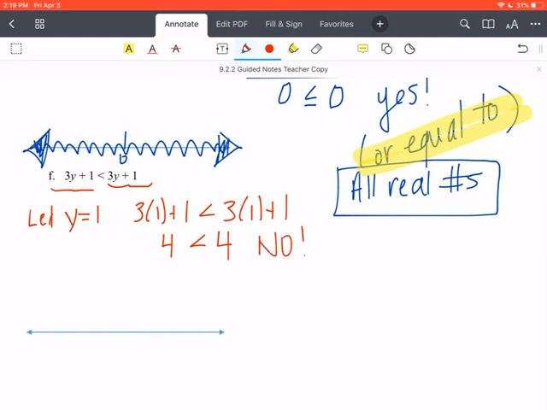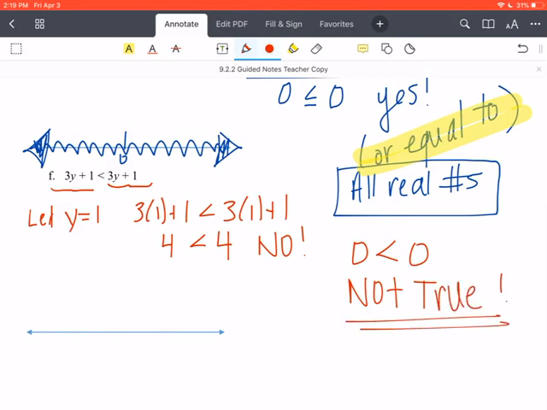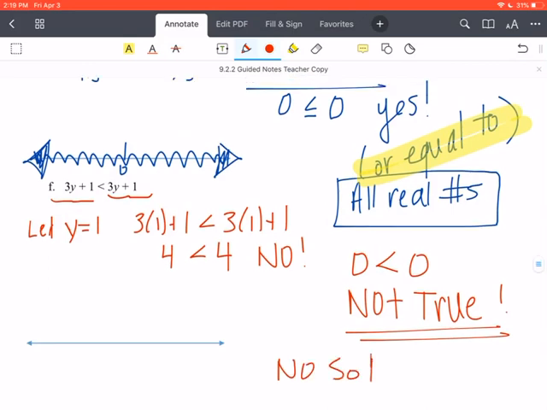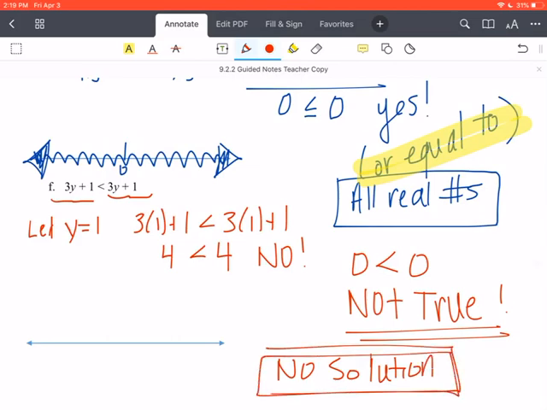So we could carry through the process and subtract 1 from both sides and subtract 3y, and what are we going to get? We're going to get 0 is less than 0. And this is just simply not true. It's never going to be true when you have a number being less than itself. So what are the solutions going to be? This is a no solution inequality. There is no value of x that will make that inequality true. So what do we do on the number line? We do nothing. We don't shade it at all.